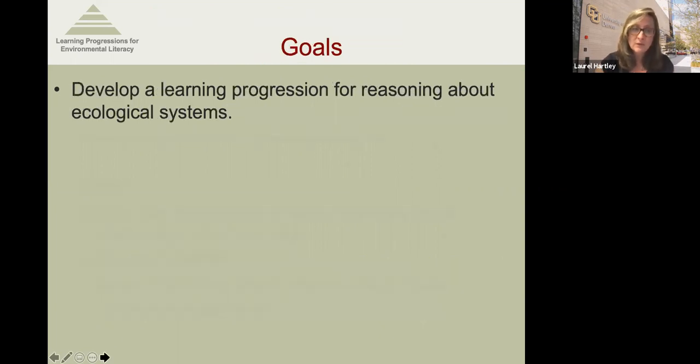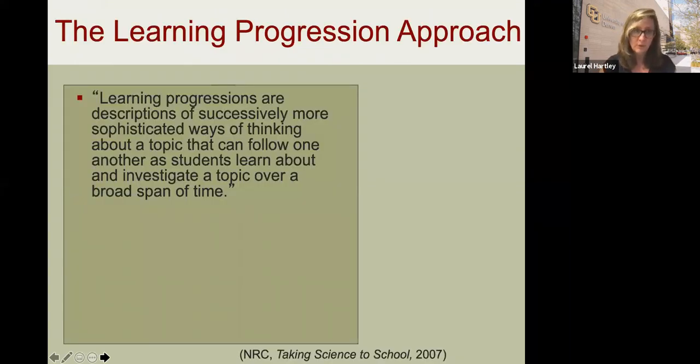So I'll talk about the first goal, which was to develop a learning progression for reasoning about ecological systems. So what is a learning progression? Learning progressions are descriptions of successively more sophisticated ways of thinking about a topic that can follow on one another as a student learns about and investigates a topic over a broad span of time. And the learning progression I'll talk about today went from grades 6 through 12.